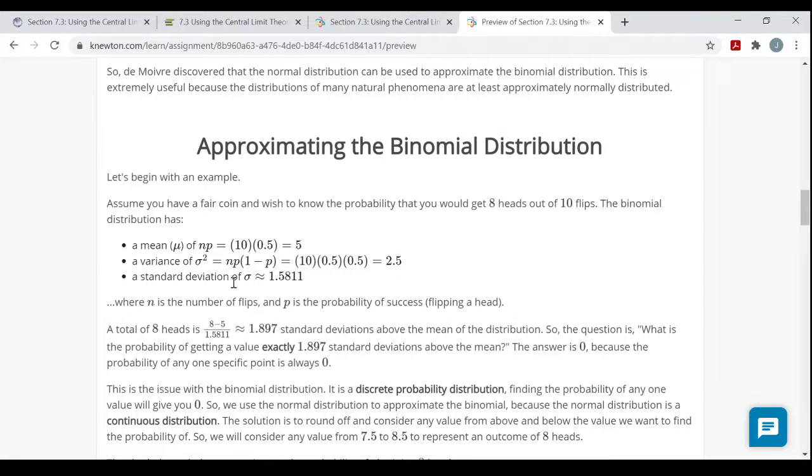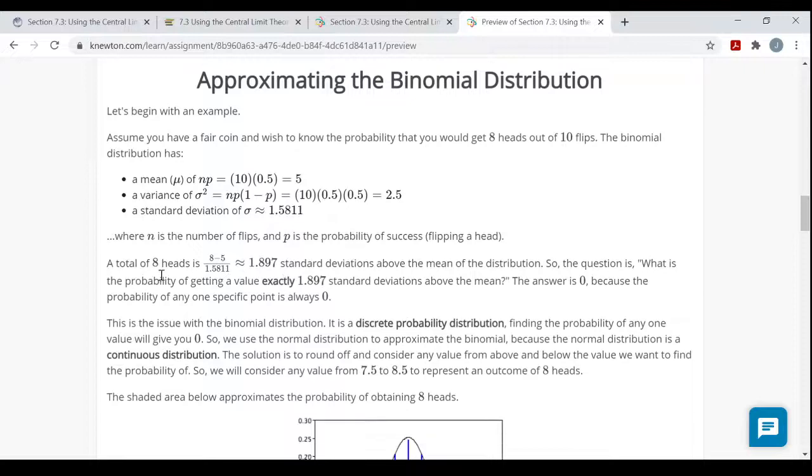And then the standard deviation was the square root of the variance, and it's approximately 1.5811. All right, so a total of 8 heads. And you see they're calculating the z-score here: 8 heads minus 5 heads, 8 minus the mean, divided by the standard deviation. This, 1.897, is the z-score for flipping 8 heads. 8 heads is 1.897 standard deviations above the mean.